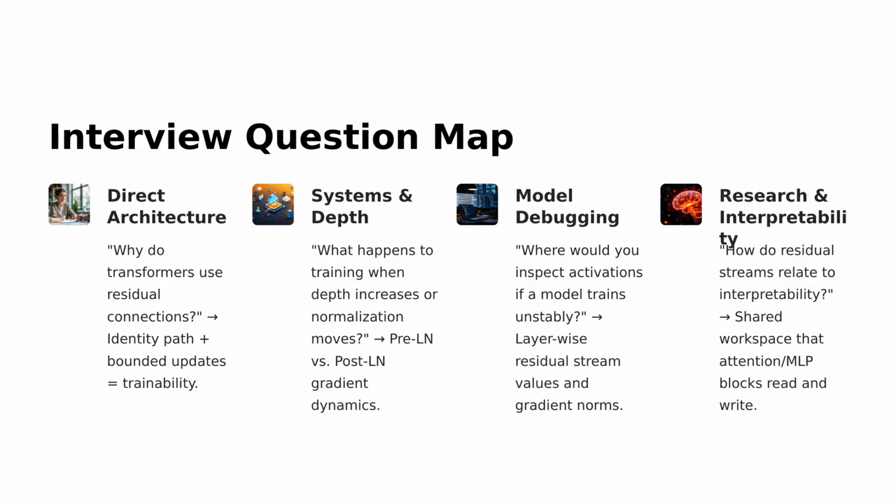This slide maps common interview questions about residual connections. At the architecture level, the key idea is that residual paths preserve an identity route, so each layer makes bounded updates and training stays stable. As models get deeper, normalization placement matters, especially the difference between pre-LN and post-LN for gradient flow. For debugging, I'd inspect residual stream activations and gradient norms layer by layer. And for interpretability, the residual stream acts like a shared workspace across the model.